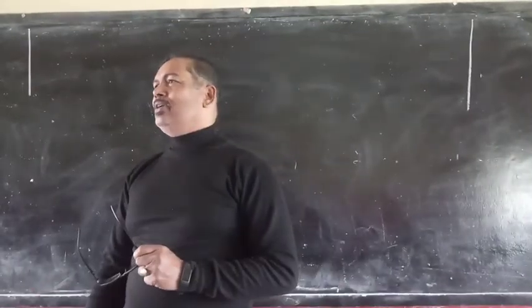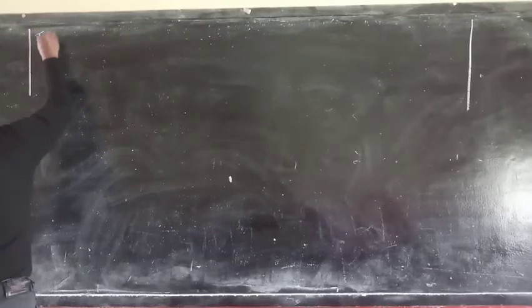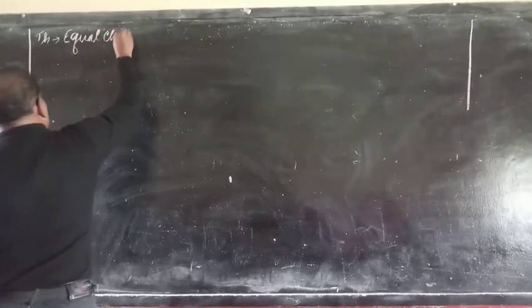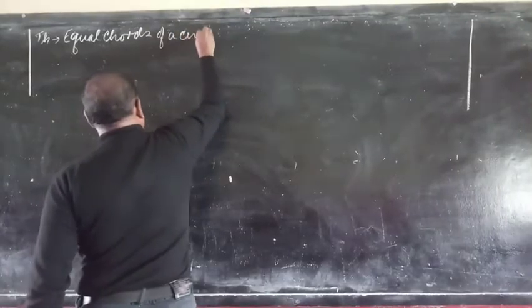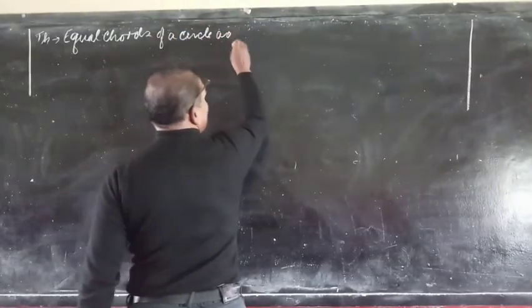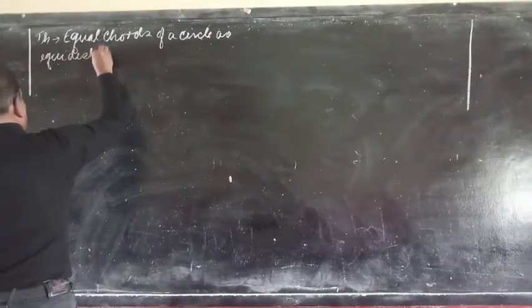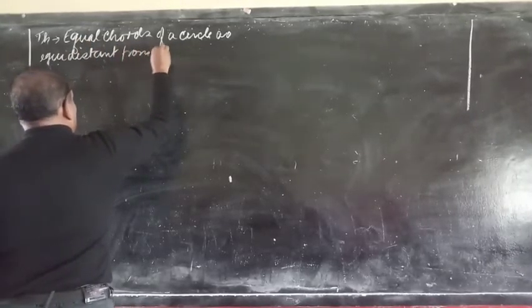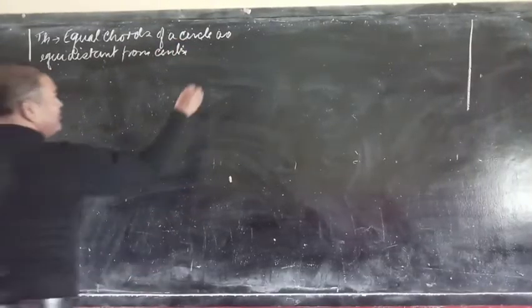Today we are going to learn two very important theorems related to circles. The first theorem tells us that equal chords of a circle are equidistant from the center. Now we will transform this question into pictorial form.